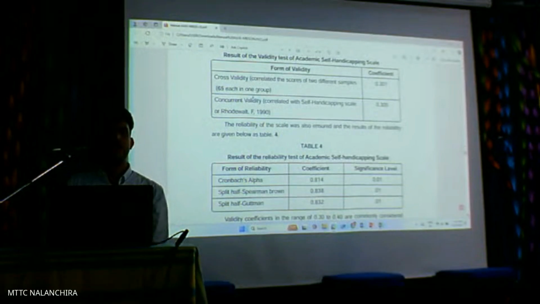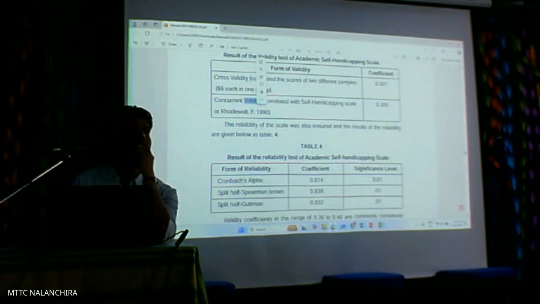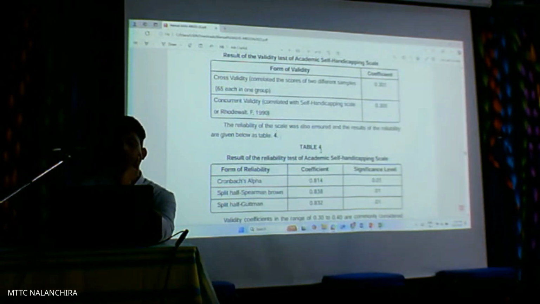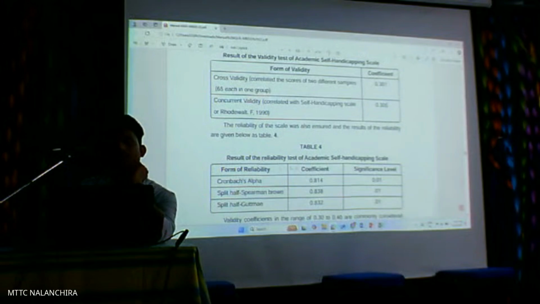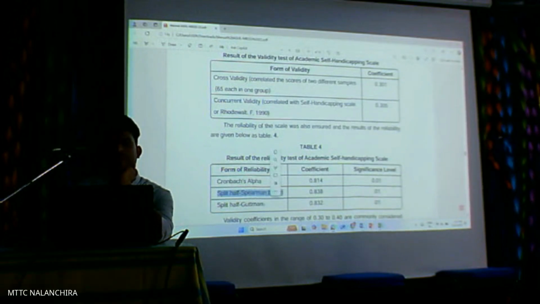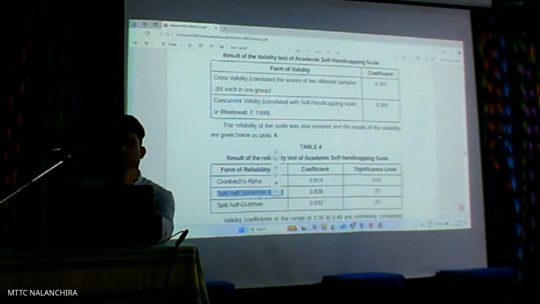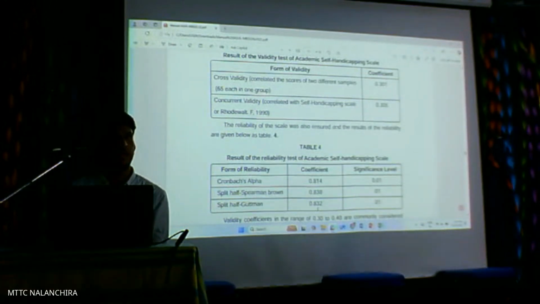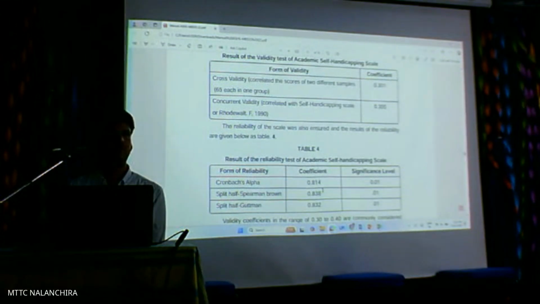So concurrent validation is possible if you have some other scales of the same kind. So concurrent you can do. Next table is about the reliability of the academic self-handicapping scale. Cronbach alpha is written, split-half based on the Spearman-Brown Professor formula is written, and split-half Rulon reliability is also written. All the reliability coefficients are above 0.7.